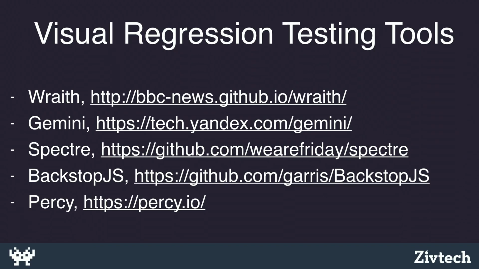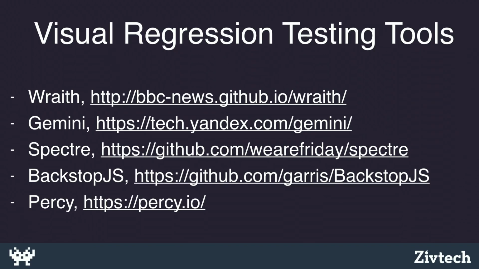So I've put a few tools on here that I've used before, and some tools that I'd like to try, actually. So the Wraith one is actually made by BBC News. It's an open source responsive screenshot comparison tool. You could use that in any project you want. Gemini is another one. It's put out by the Yandex team. That is another open source tool for automating visual regression tests for web pages.